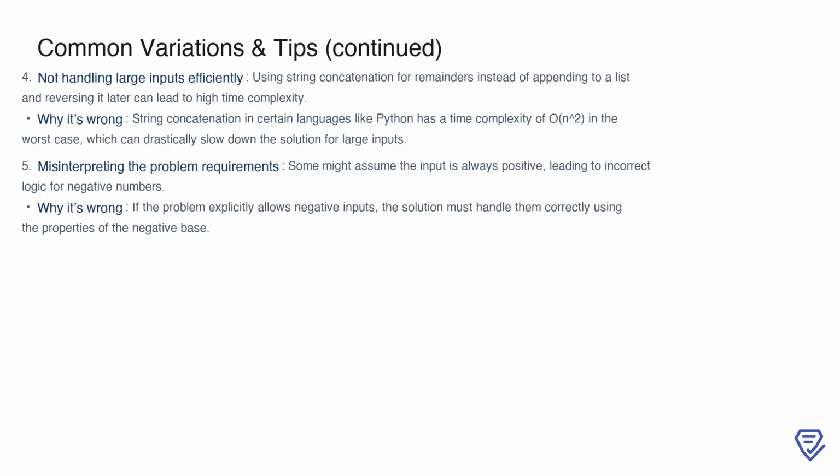Another area where errors often occur is misinterpreting the problem's requirements. Some assume the input number will always be positive, but the problem explicitly allows for negative numbers. This means your logic must handle negative inputs correctly by leveraging the unique properties of the negative base system. Ignoring these nuances can lead to incorrect solutions, so it's important to fully understand the problem constraints.